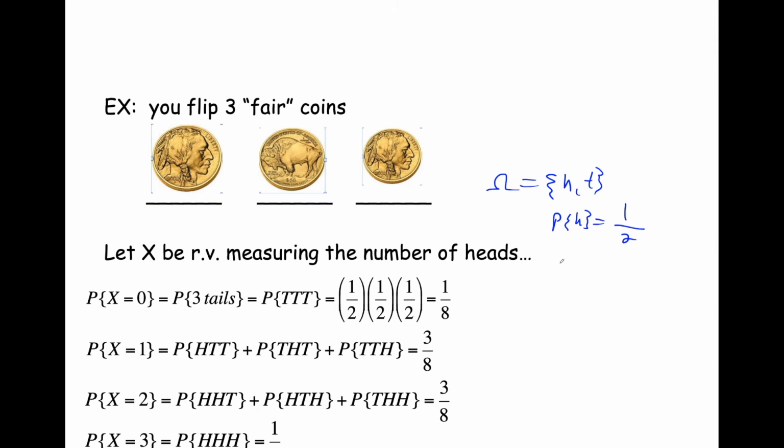Likewise for tails, it's 50% as well. So now we know how to do that for a single coin flip. Let's examine this. And mind you, these probabilities as individual events, that observation, the second observation, the third observation, they do not depend on one another.